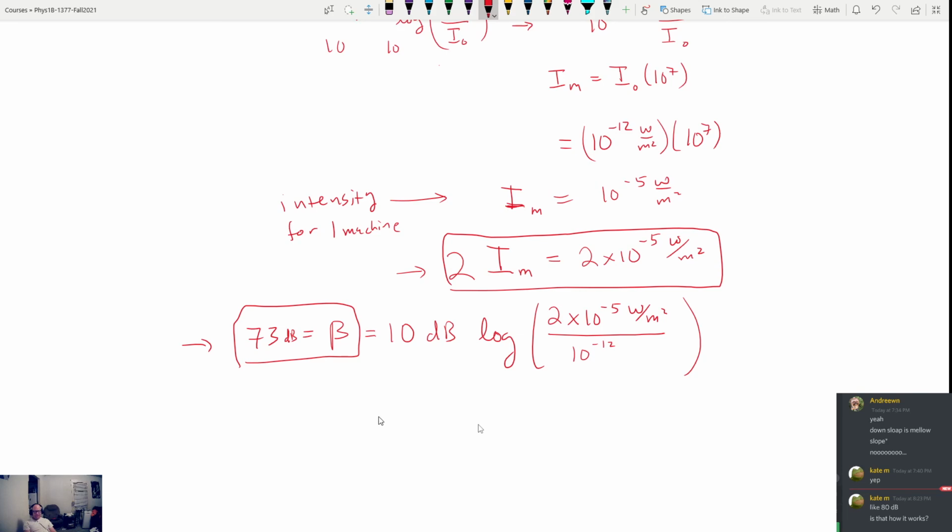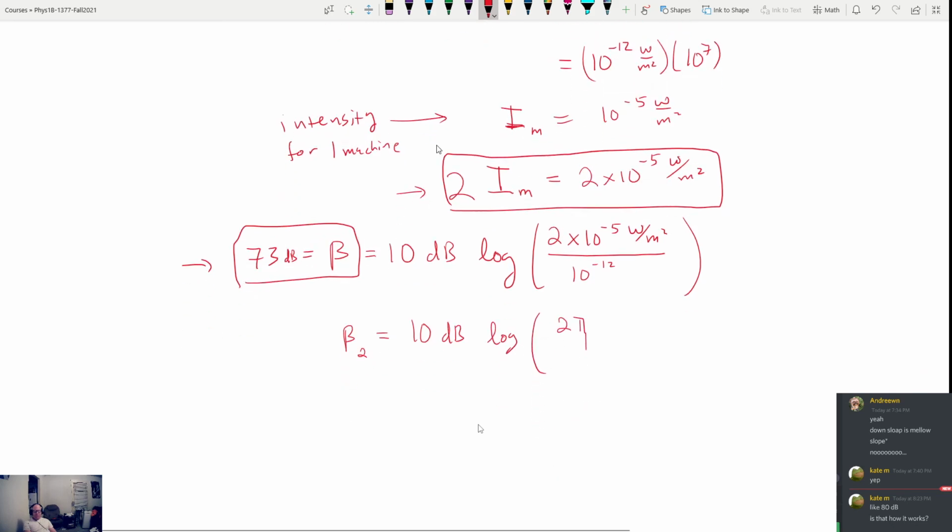Okay, so what we basically said is that beta for two things is going to be 10 dB times the log of 2 times the intensity of the machine, I, divided by I naught. And we want to see how this compares to beta for just one machine, 10 dB log of I over I naught. This is beta 1.